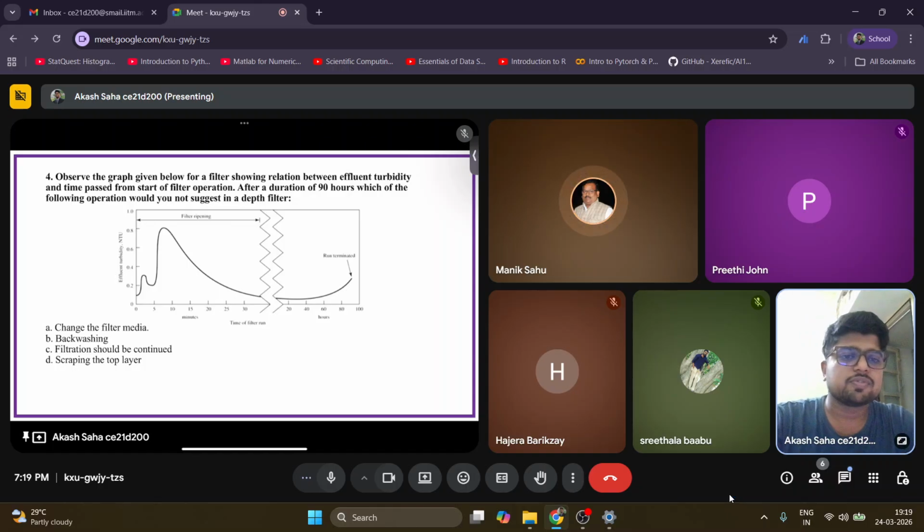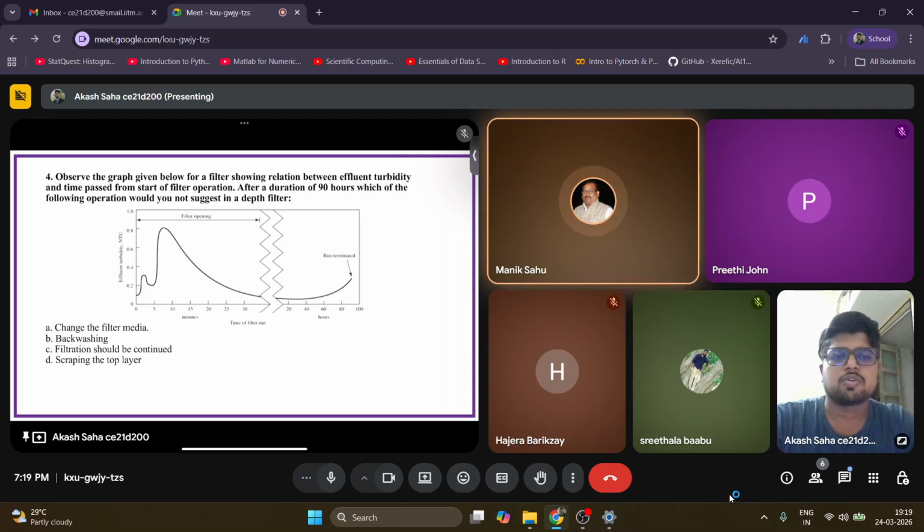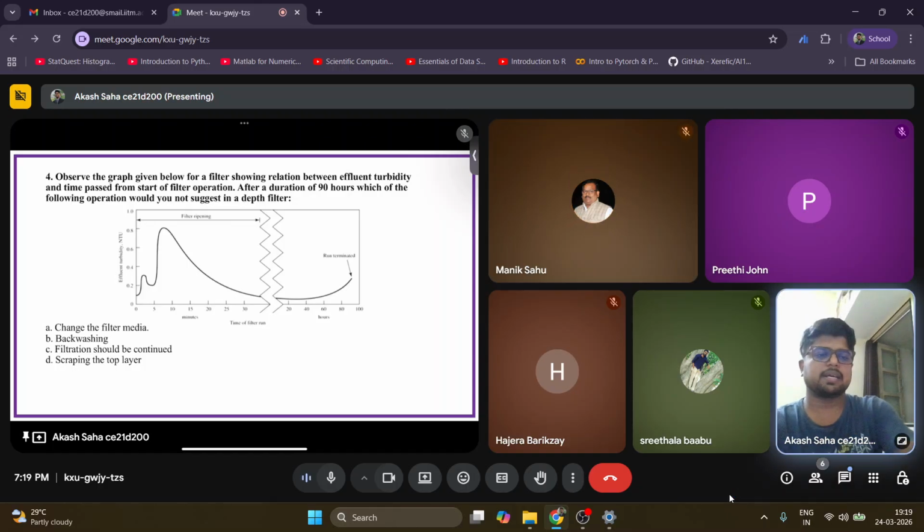So this filtration should be continued. Yeah, so that is the correct answer, because you won't recommend it once the effluent turbidity reaches a certain level. Okay, so you can see at the end of around 90 hours, the effluent turbidity has started increasing again. So that means we have to stop the filtration there and go for backwashing and cleaning of the filter.